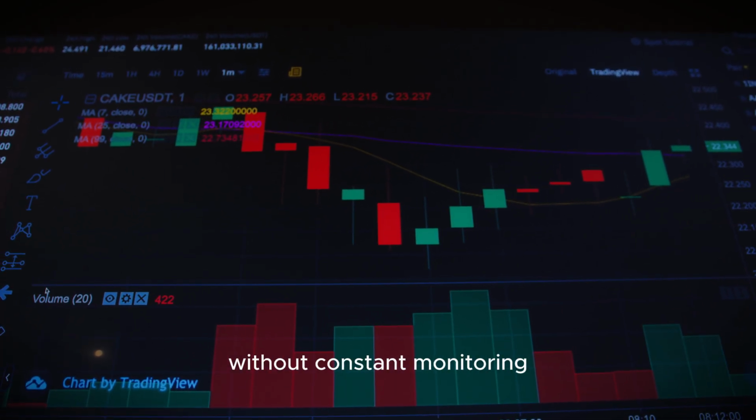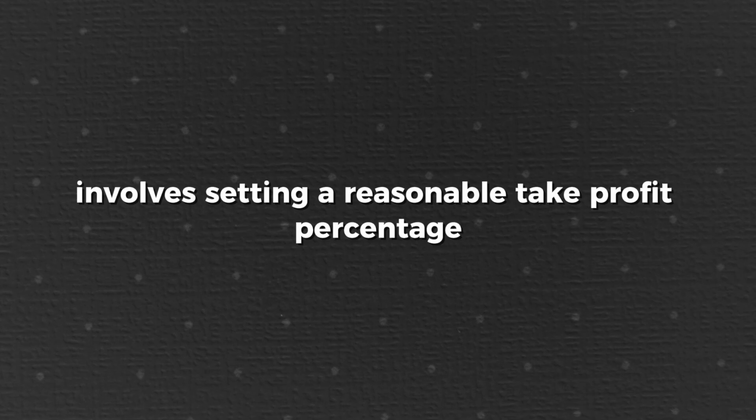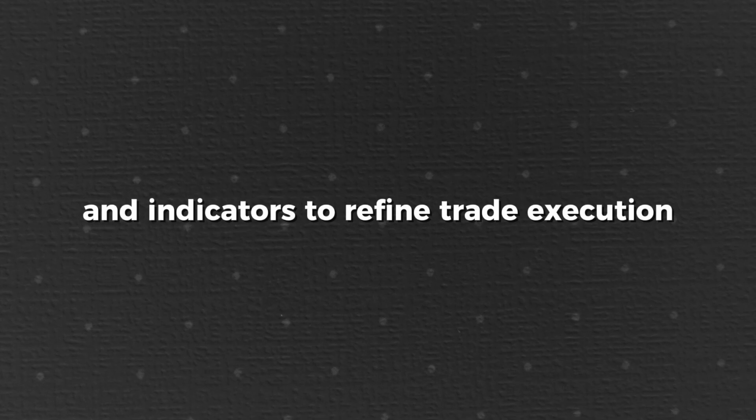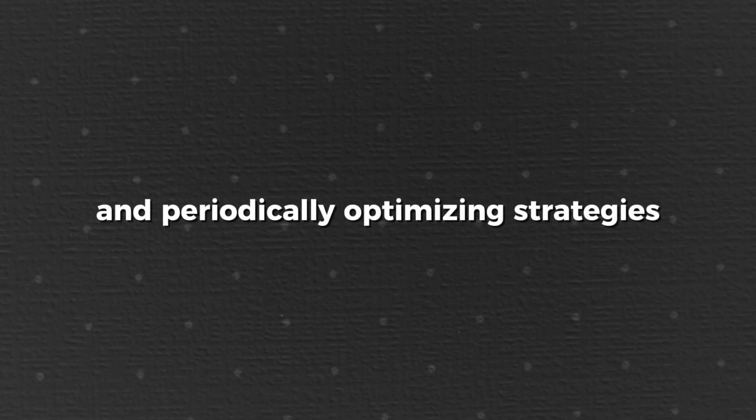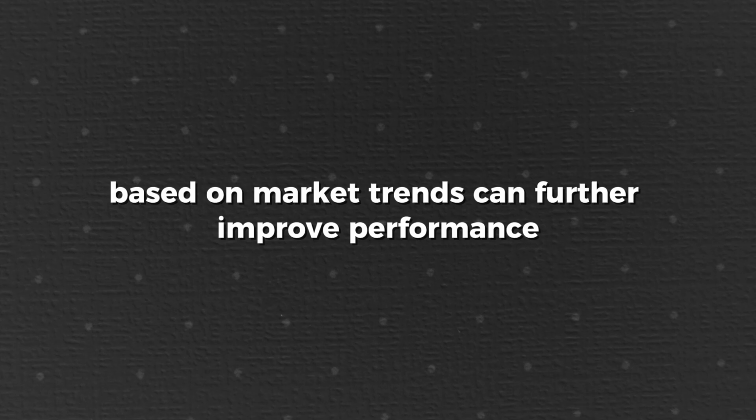without constant monitoring. A solid strategy involves setting a reasonable take profit percentage, implementing stop loss and trailing stop loss to minimize risks, and leveraging signals and indicators to refine trade execution. Using dollar cost averaging, DCA, for risk management, and periodically optimizing strategies based on market trends can further improve performance. By combining these elements, traders can maximize profits while keeping risks under control, making Cryptohopper an effective tool for both new and experienced users in the crypto space.